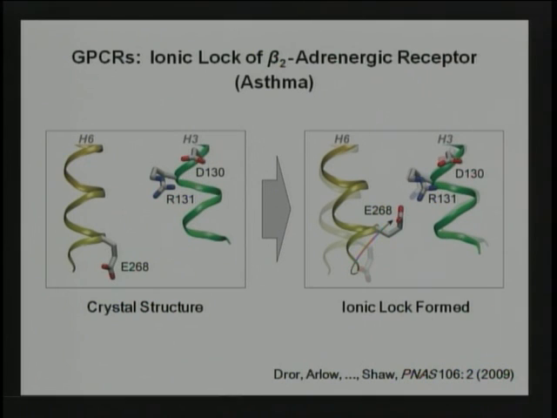This is G protein coupled receptors. This is one particular one called the beta-2 adrenergic receptor, which is implicated in asthma and some other things. Did I say the other one? This has a long list, but neuropathic pain is actually one of the most important.